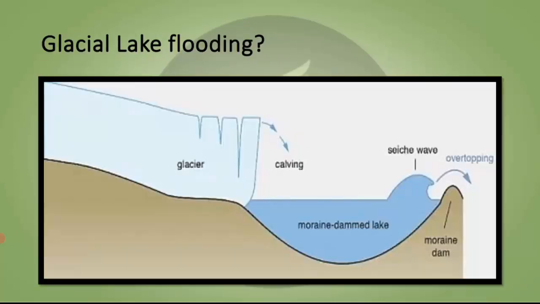So what is glacial lake flooding? The ice will melt and collect in a moraine dam lake, which is naturally or artificially dammed by the moraine dam. If global warming increases, the ice will melt, more water will come in, and it will start overtopping or overflowing. And if someday it bursts, it will lead to a very large calamity.